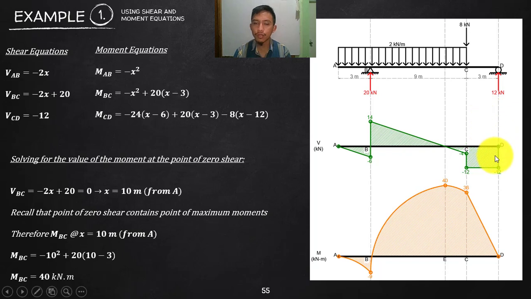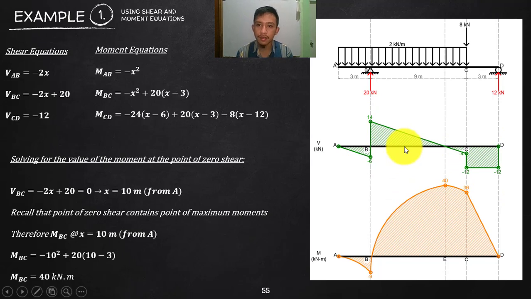This will always close. Your shear and moment diagram should always close. In your shear that should always close, and in your moment that will always close in your last point because we are satisfying the equilibrium. So again, now we plotted these points. Now all we need is to connect.